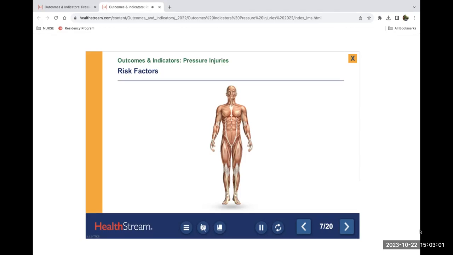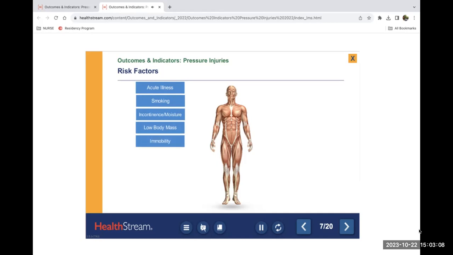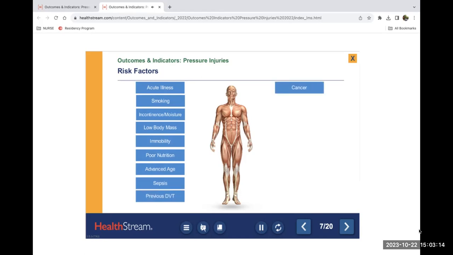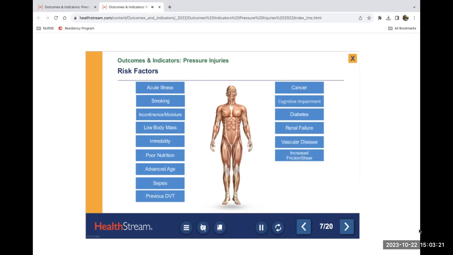Specific risk factors include acute illness, smoking, incontinence, low body mass, immobility, poor nutrition, advanced age, sepsis, previous DVT, cancer, cognitive impairment, diabetes, renal failure, vascular disease, increased friction or shear, sensory impairment or loss, hypotension or vasopressor medication use.